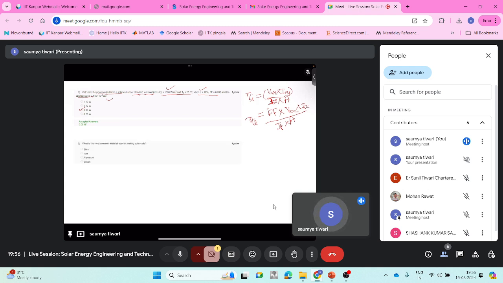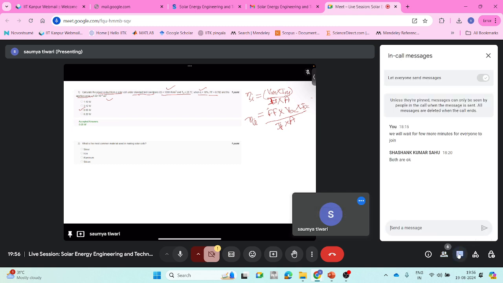The second question is a simple question. What is the most common material used in making solar cells? The most common material is silicon. That is the correct answer. The electrical output of a solar cell depends on the intensity of solar radiation, heat component, ultraviolet radiation, infrared radiation.